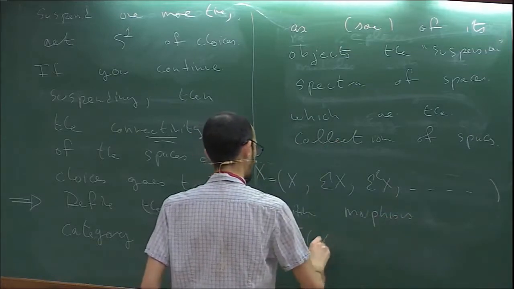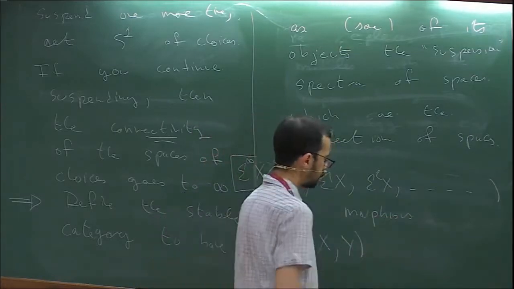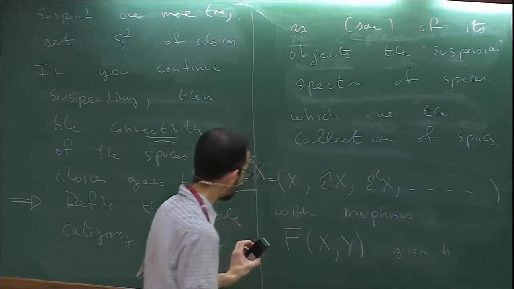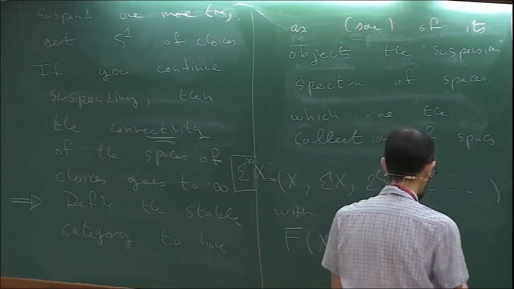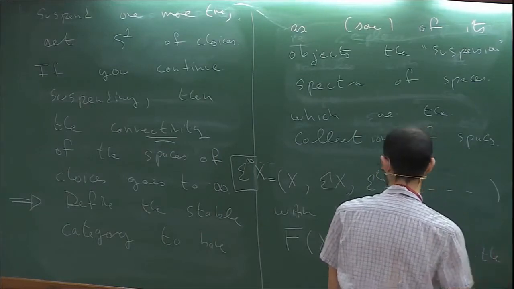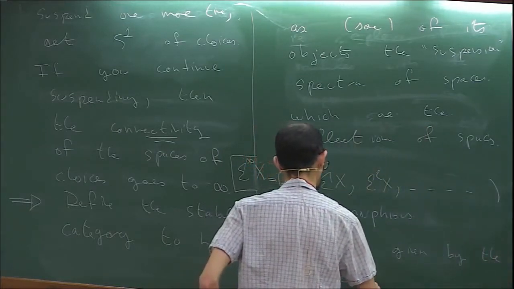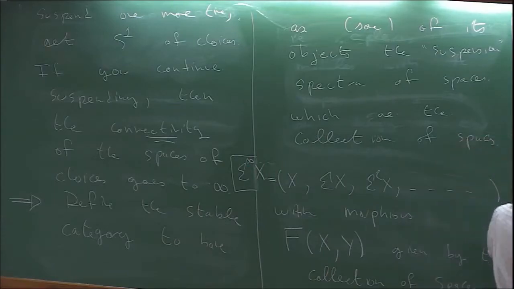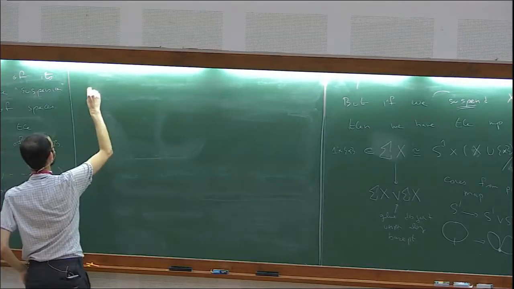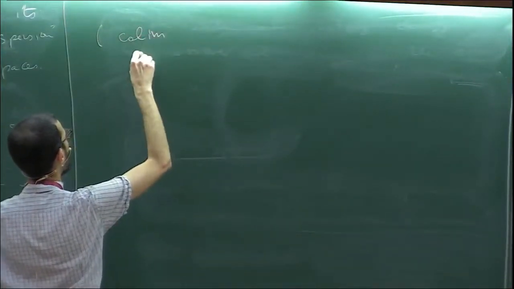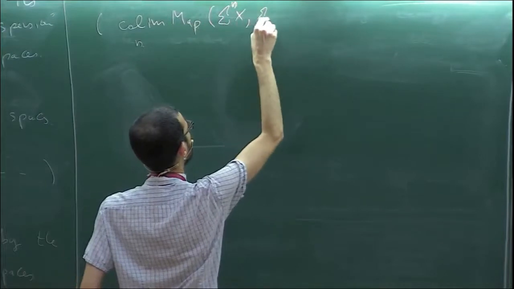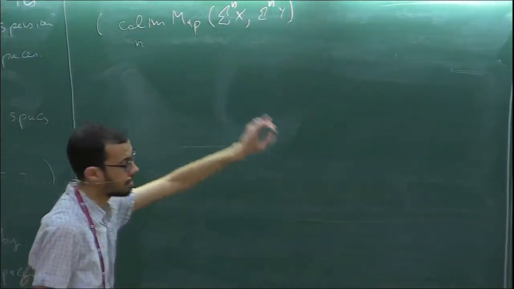f, x, y, so here's a delicate point, but I'll just do it anyway, by the collection of spaces. Okay, so the first space is going to be the colimit over n of the space of maps from sigma n of x to sigma n of y. So this is the most important thing. This is what I was writing over here.